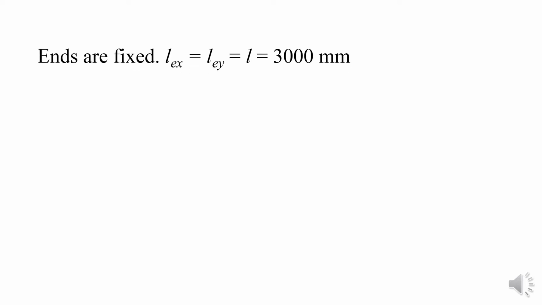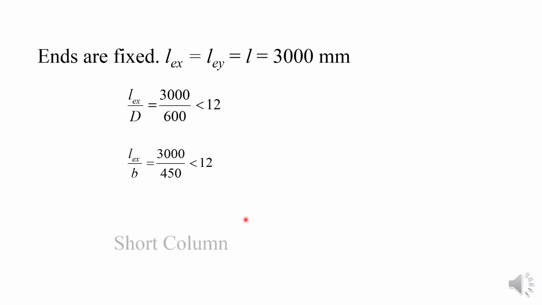For that, we have to find out the slenderness ratio. Here the ends are fixed, so Lex and Ley are equal to 3000 mm. Slenderness ratio is effective length divided by D, that is 3000 divided by 600. We find that effective length divided by B, the least lateral dimension, is less than 12. Hence the column is a short column.